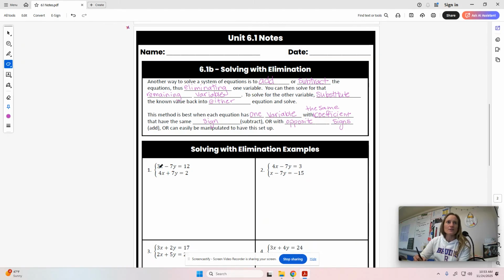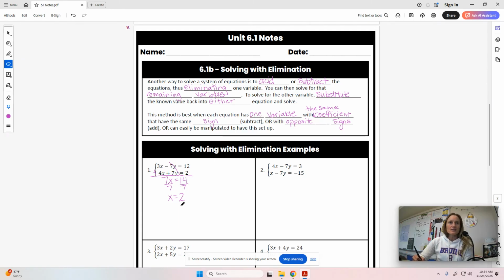So here's our first example, and notice on the y's we have a -7 and a +7. So those two, if we were to just add them together, they're going to cancel out. So we're going to add these two equations together because -7y plus 7y is 0, and it's gone. As for the rest of the equation, 3x plus 4x is 7x, 12 plus 2 is 14. So now we have one equation with one variable, and that is something we can solve. We're going to divide both sides by 7, and we will see that x is equal to 2. So we're halfway there. We now know what x is.